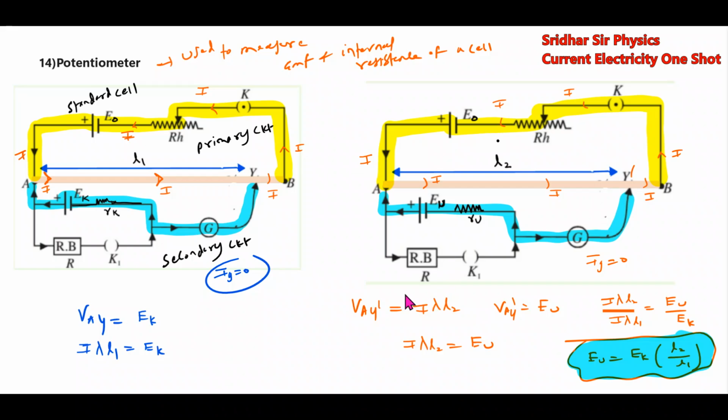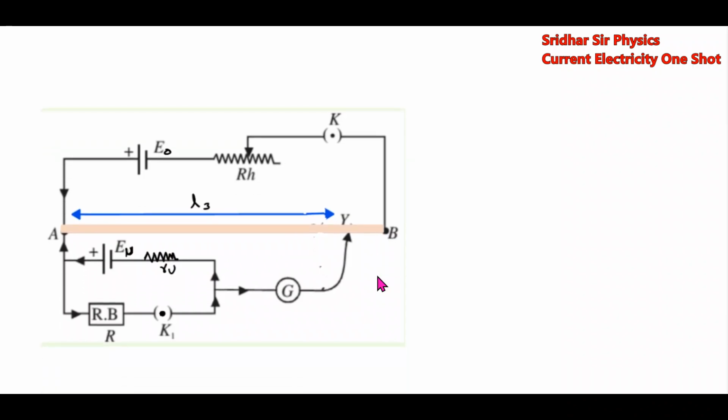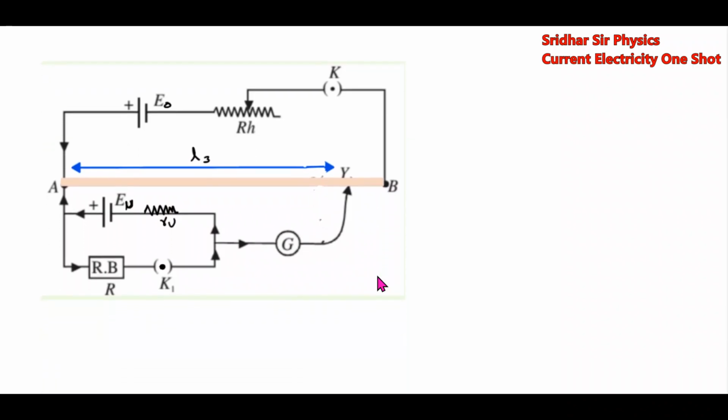Like this, we can calculate the unknown EMF. Then how to get the resistance? Now the same primary circuit is there, with the same cell. And there's a secondary circuit, where the unknown EMF is connected, and one external resistance also will be connected, here, Y double dash, like this. And the same current I will flow.